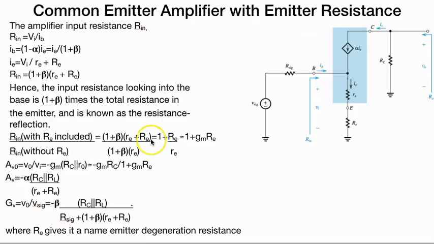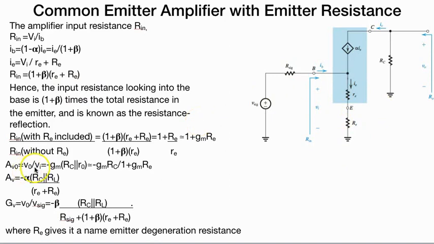Now, earlier I told you that r pi could be equal to 1 plus beta Re. This is the scenario where it actually happens. The amplifier input resistance Rin is given, then Rin is equal to r pi plus 1 plus beta Re. One is with Re included and the other is without Re.